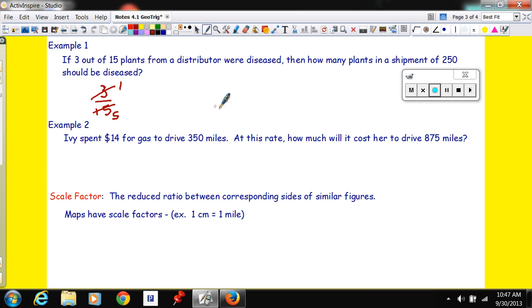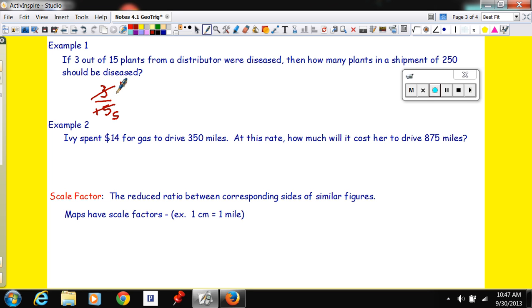So if I'm working at Home Depot or something, and I'm the plant guy and they're sending me plants, I'm getting 1 diseased plant out of every 5. That's not a good ratio. You don't want a bunch of diseased plants in your store because you can't sell those. So you wouldn't want to buy from this person, obviously.